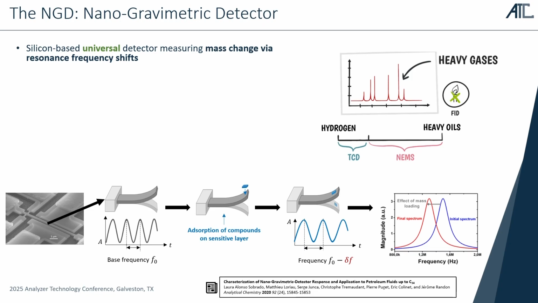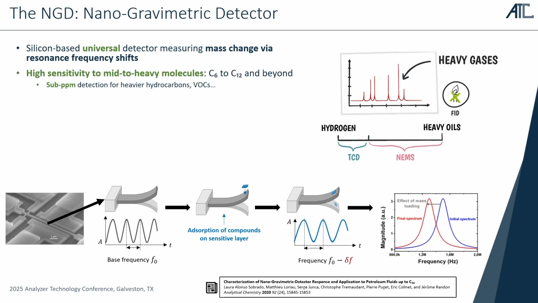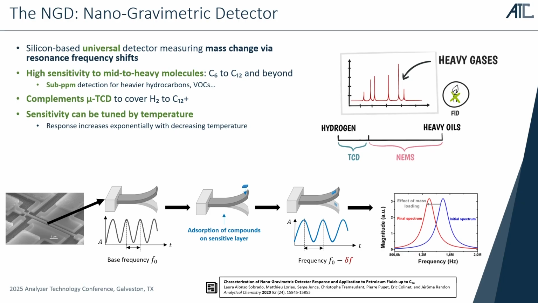All I'm going to say is that it is like a mass-sensitive detector that measures shift in frequency of a resonating beam after compounds may or may not absorb onto the resonator after exiting the column. So naturally, it is sensitive to mass, and it is very sensitive to mid to heavier hydrocarbons, where TCD may fall short in terms of sensitivity. So of course, it complements micro TCD very well, and sensitivity can even be tuned by temperature.